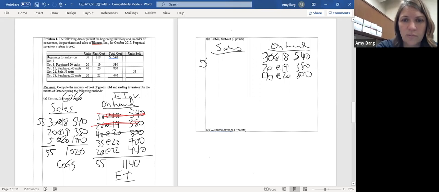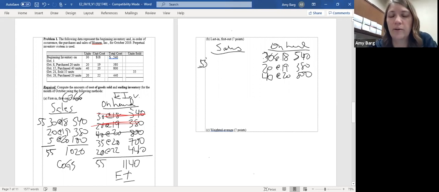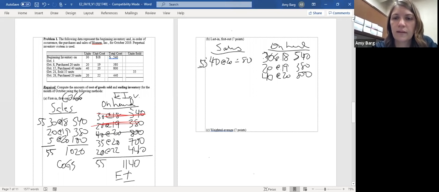Good for us. But where do those 55 units come from? If we're doing LIFO, instead of taking from the top, instead of taking the first stuff in, we're taking from the last stuff and we're taking the newest stuff. We're taking, in a rising price environment, the most expensive stuff. So to sell 55 units, we're going to take all of these $20 units. So those are all sold.